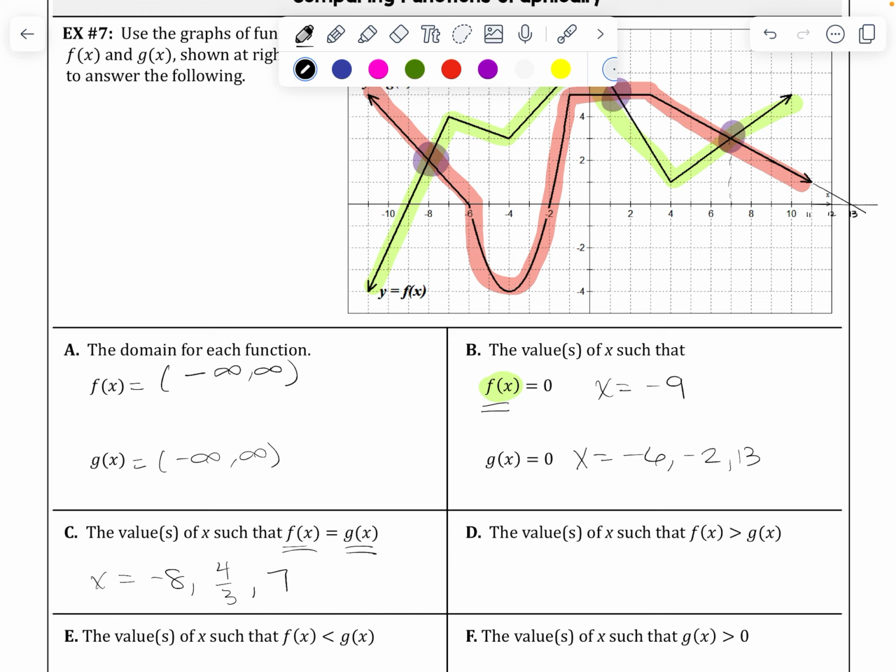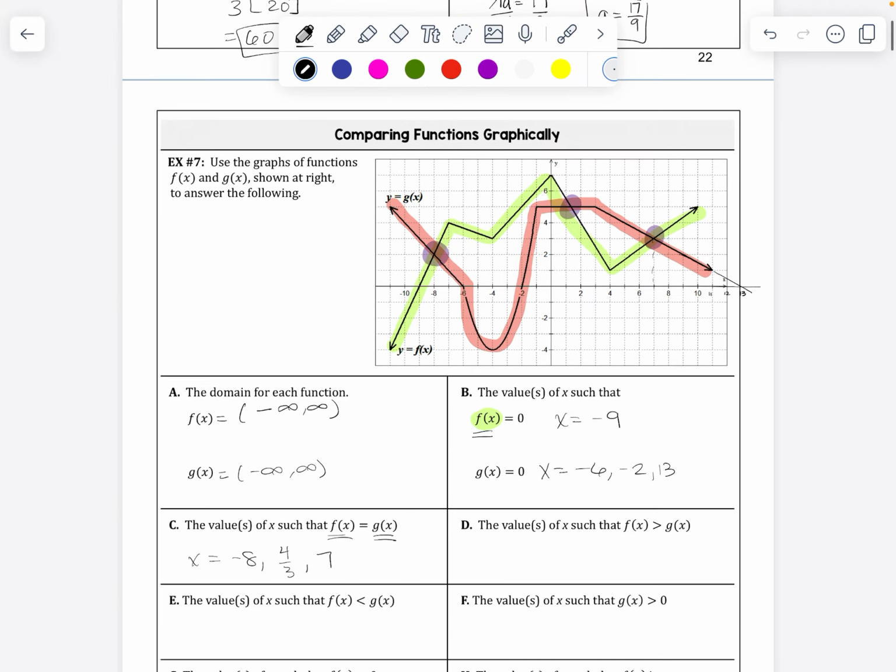Part D, it says, what are the values where f of x is greater than g of x? Remember, f of x is the green and g of x is the red. So we're looking for where f of x is above g of x. We see that here and here. So starting at where x is negative 8 and ending where x is 1 1/3. So from negative infinity to 4/3, and then it starts again when x is 7 to infinity.